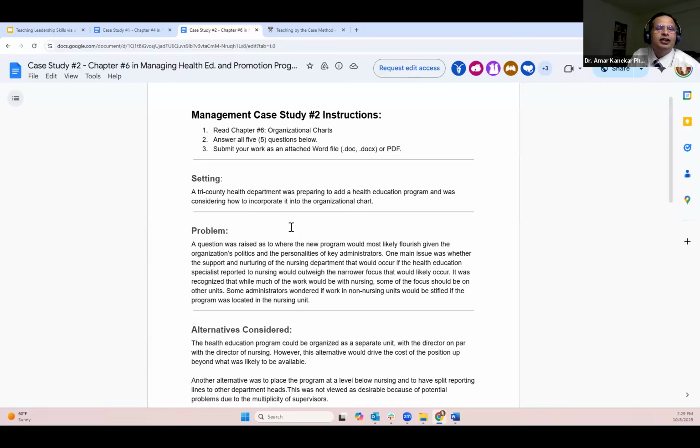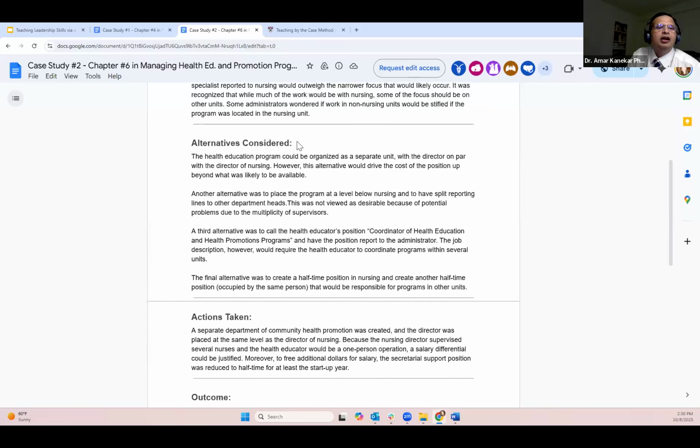So there were different alternatives considered. The health education program could be organized as a separate unit with the director on par with the director of nursing. However, this would drive the cost of the position up beyond what was likely to be available. Another alternative was to place the program at a level below nursing and to have split lines. And the third was to call the position a coordinator of health education and health promotion program and have the position report to the administrator. So these are some different ideas to consider in terms of organizational chart and hierarchy.